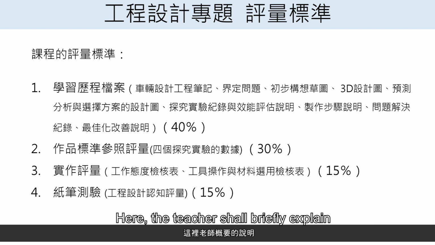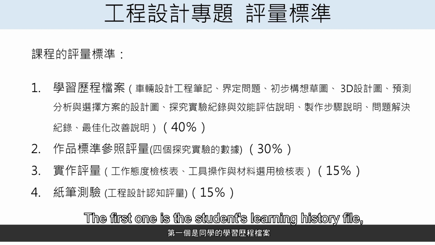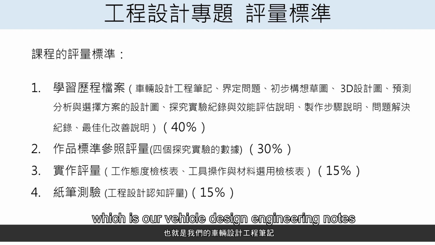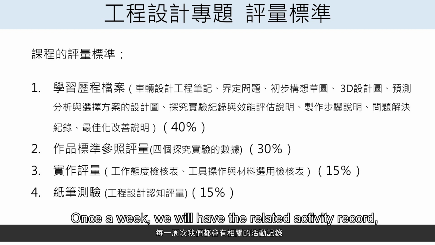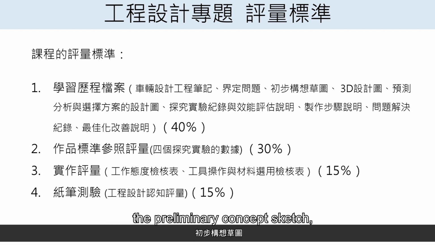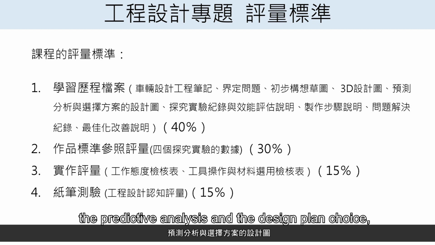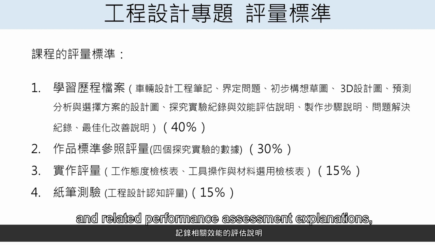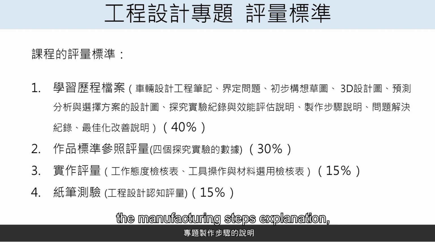Here, the teacher shall briefly explain our evaluation criteria. The first one is the student's learning history file, which is our vehicle design engineering notes. Once a week, we will have the related activity record, including defining the problem, the preliminary concept sketch, the 3D design drawing, the predictive analysis, and the design plan choice, the students' experiment records and related performance assessment explanations, the manufacturing steps explanation, the problem-solving records, and the optimization improvement explanation. Comprehensively record these weekly engineering design notes to complete our learning history files. We recommend that this accounts for 40% of the total score.